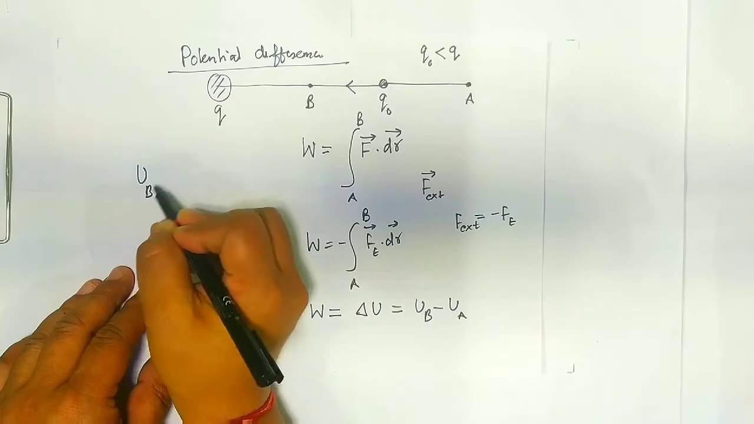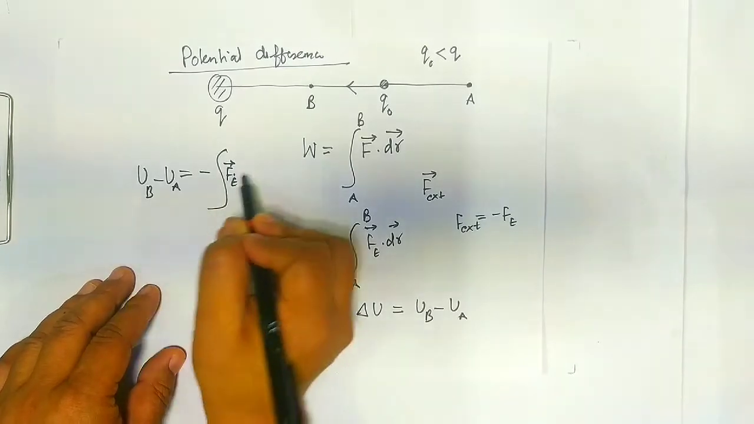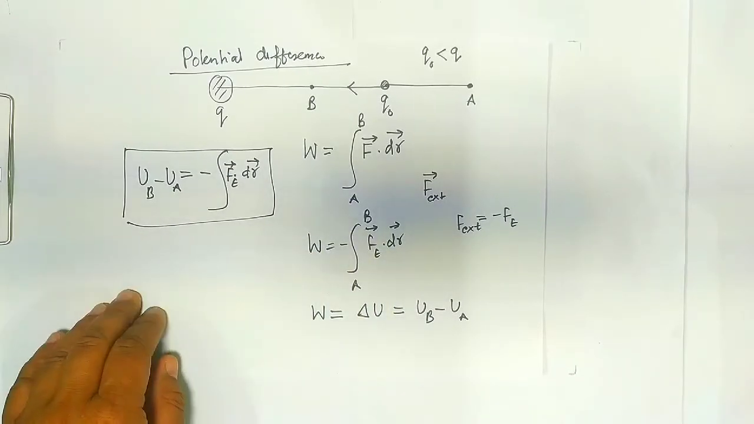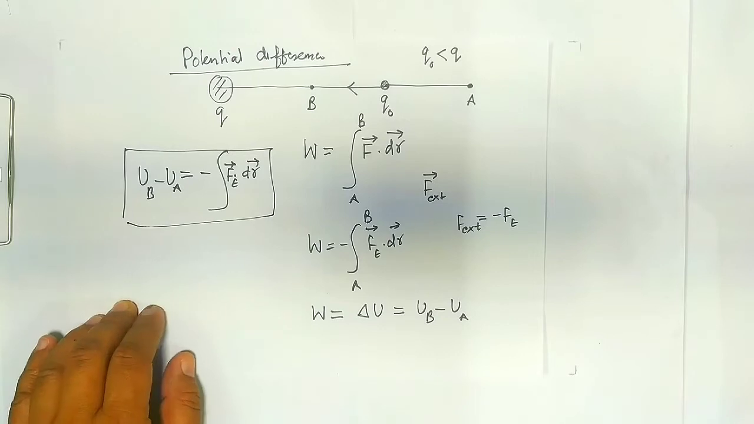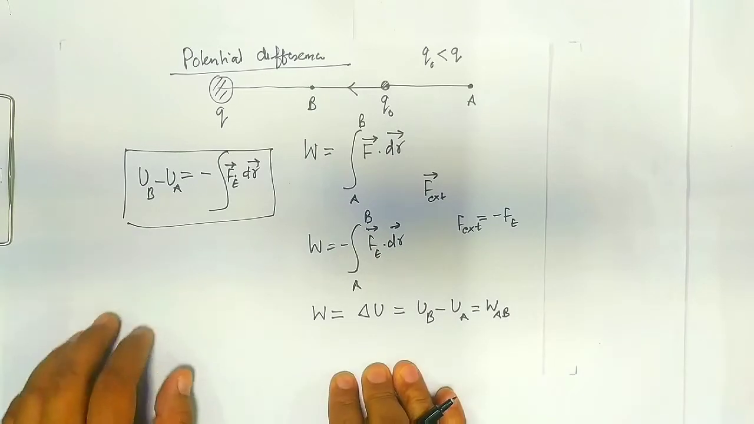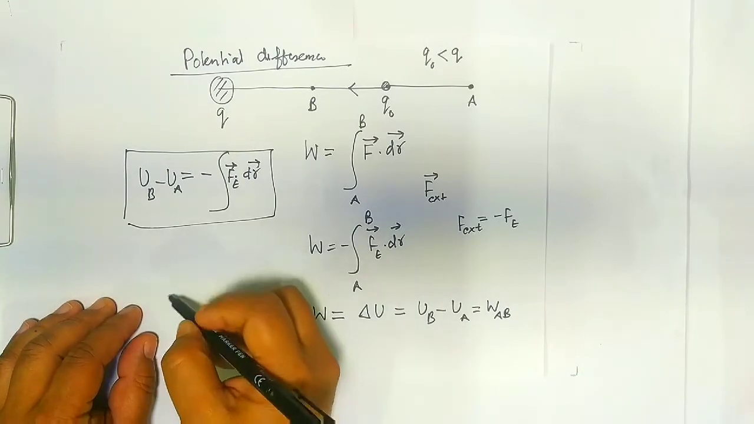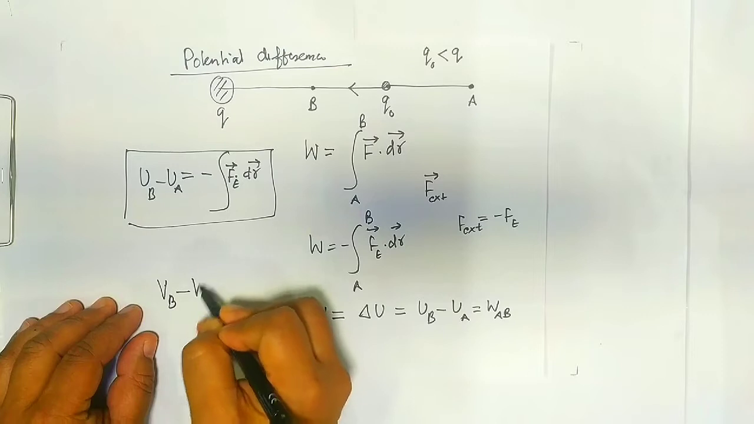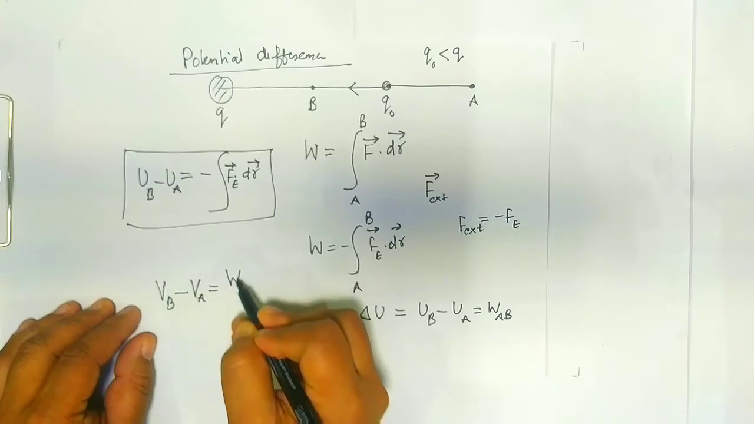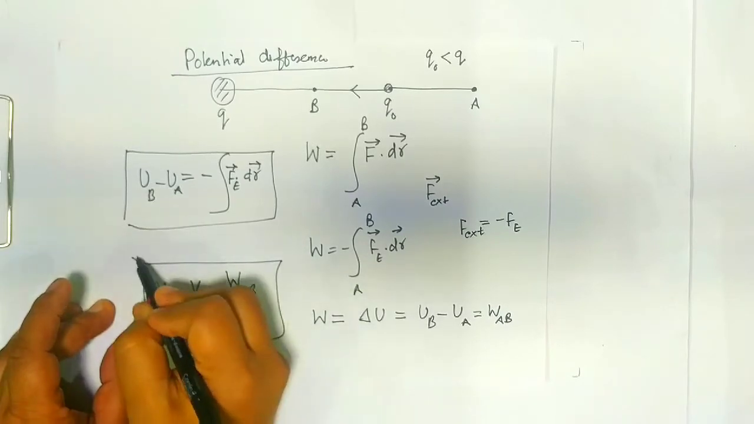This is the work done represented. You can even represent UB minus UA as this. So how is this work done represented? UB minus UA, and this is the work done from A to B, so it can also be written as WAB. This is how we define it. And remember one thing: VB minus VA, this potential difference, was defined as work done per unit charge.